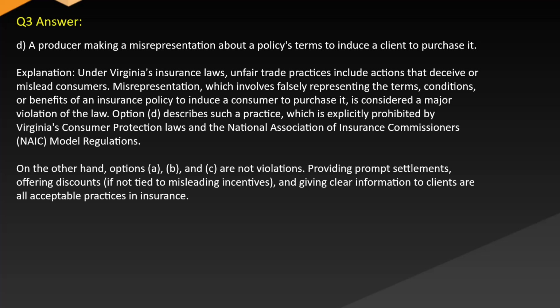Option D describes such a practice, which is explicitly prohibited by Virginia's consumer protection laws and the National Association of Insurance Commissioners (NAIC) model regulations. On the other hand, options A, B, and C are not violations. Providing prompt settlements, offering discounts if not tied to misleading incentives, and giving clear information to clients are all acceptable practices in insurance.